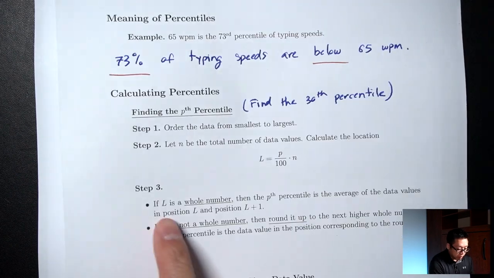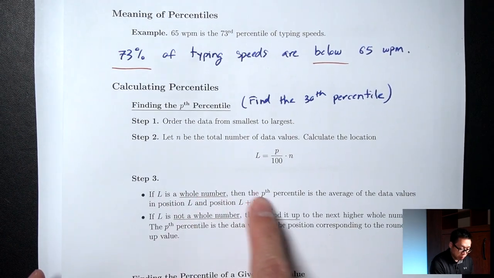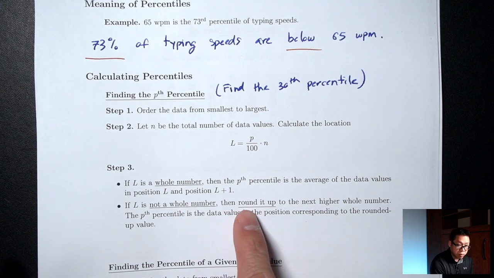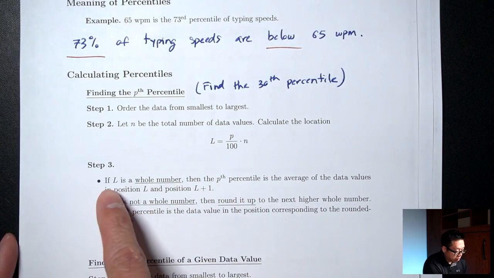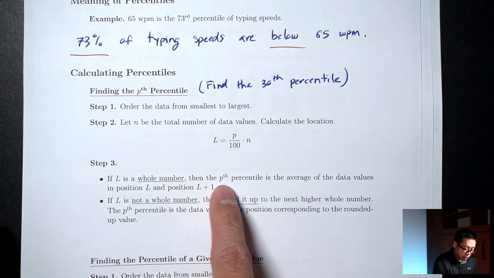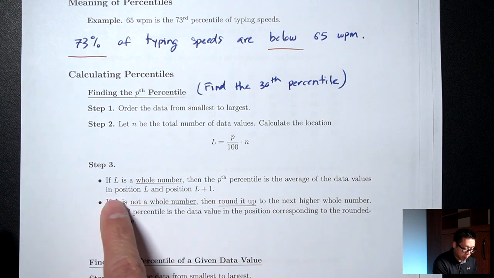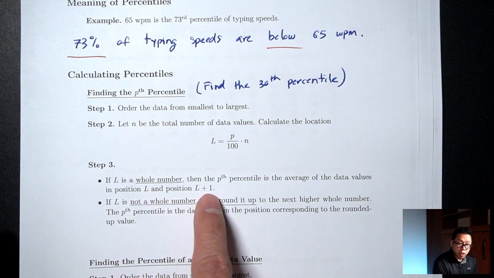Step three, if L is a whole number, do this. If L is not a whole number, do this. L here is 21, which is a whole number, which means we'll do the first part. If L is a whole number, then the pth percentile is the average of the data values in position L and position L plus one.